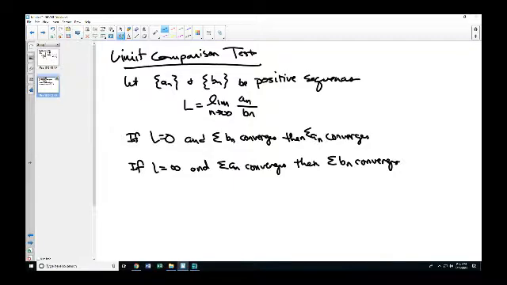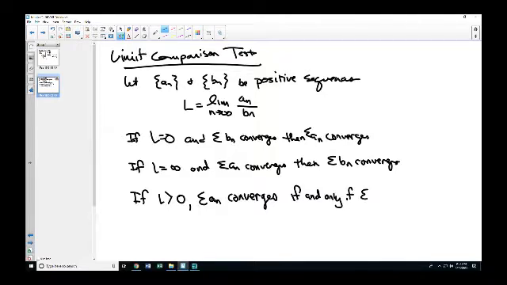All right, here is the last statement that we dealt with in the first example. If L is greater than 0, a sub n converges if and only if b sub n converges.